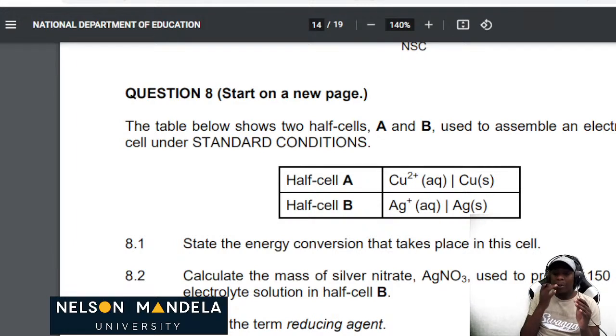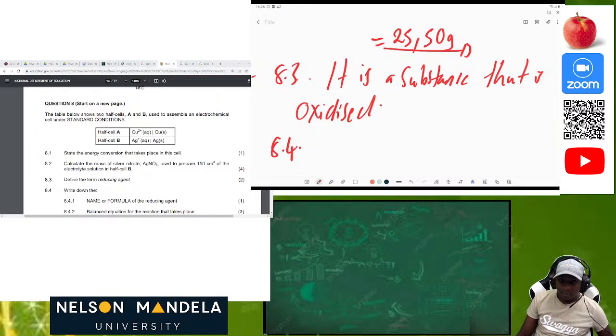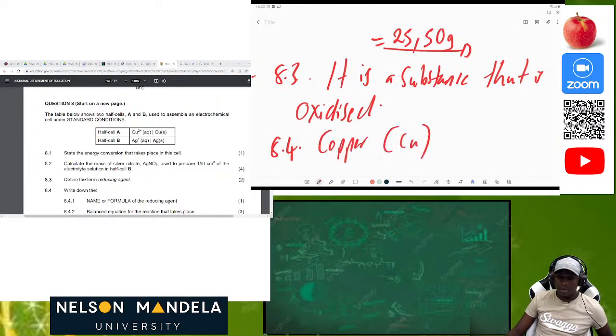We still remember when we were drawing an overview on galvanic cells, we had an anode and a cathode, and we said that the anode is where oxidation occurs. We are given a half cell, which means this one is on the left and the other one is on the right. The one on the left is the anode, which is the place for oxidation. So the answer is simply copper.